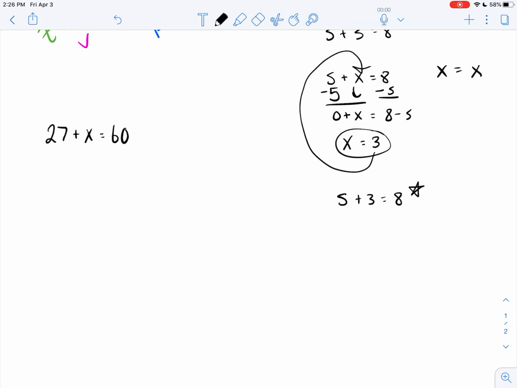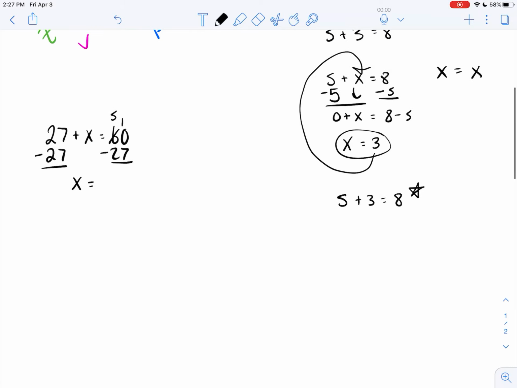So we know that we need to isolate x. And again, just like we did before, we'll move 27 from this side over to this side. And we need to balance the equation, so anything I do to this side, I need to do to this side as well. So that's going to give us x on this side. And then we'll do 60 minus 27. So 0 minus 7, we need to borrow from the 6. 10 minus 7 is 3. And 5 minus 2 is also 3. X equals 33.